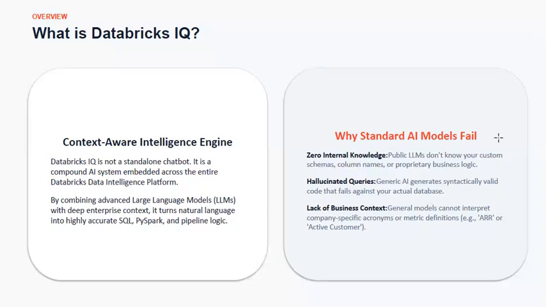Why do standard AI models fail? Number one is zero internal knowledge. Public LLMs don't know your custom schemas, column names, or proprietary business logic. Second is hallucinated queries. Generic AI generates syntactically valid code, but it fails against your actual database. Third is lack of business context. Public LLMs can't interpret company-specific acronyms or metric definitions.